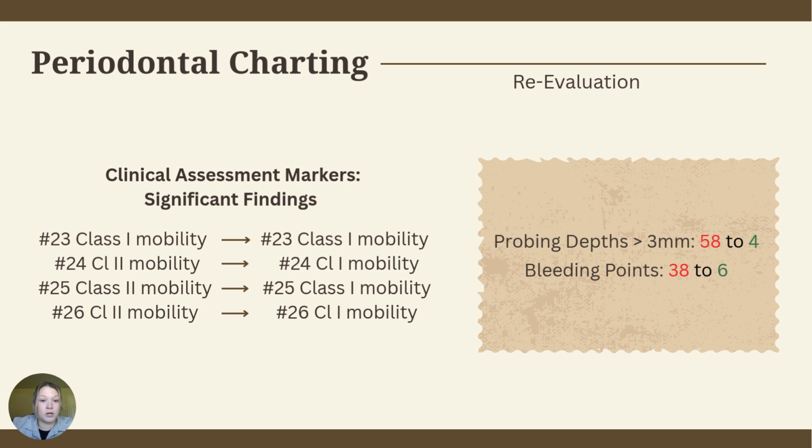And I did periodontal charting again. I think the most significant finding in his clinical assessment markers was the fact that his class 2 mobility actually reduced to class 1 mobility, and that was only 4 weeks after non-surgical periodontal therapy. He had 58 probing depths above 3 millimeters at his initial visit, and that went down to only 4 probing depths above 3 millimeters at the reevaluation visit. And his bleeding points went from 38 down to only 6 bleeding points.